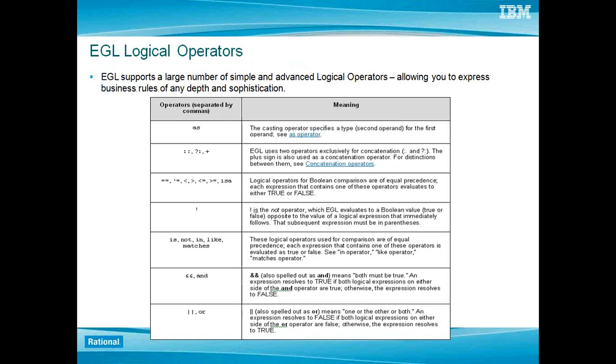I'm going to highlight those which are advanced or unique to EGL, so that we can learn those operators instead of learning about the plus sign, minus sign, or the common operators. Here we have the as operator. This operator behaves like a cast. For example, you want to cast some value into another type.